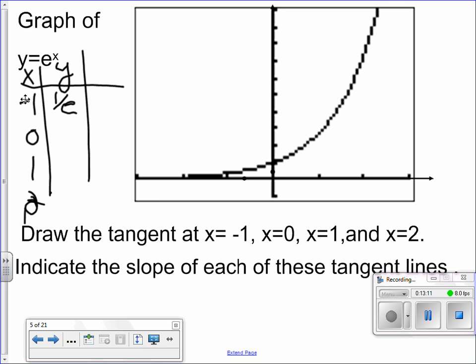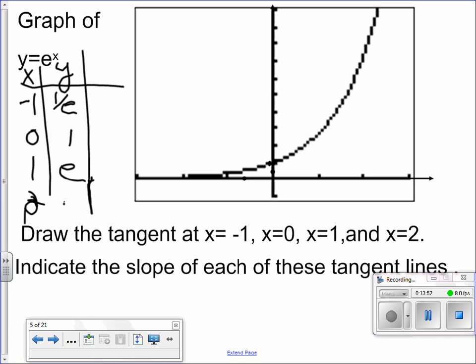How about the y coordinate of this point here when x is 0? E to the 0 is 1. Anytime you want the y coordinate on any graph, you plug the x coordinate into the function, right? When x is 1, what is the y coordinate? E. And we said that's about 2.7. It's a little less than 3, right? Pi's a little more than 3. And how about when x is 2? E squared, right? All right, write down e squared on your papers.